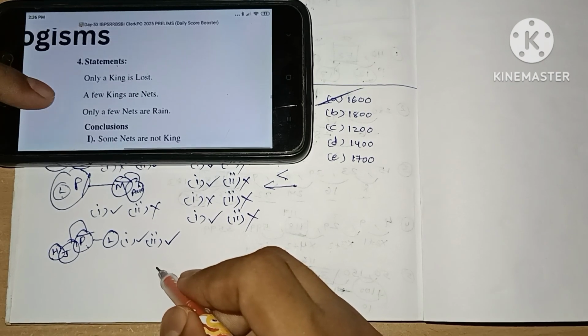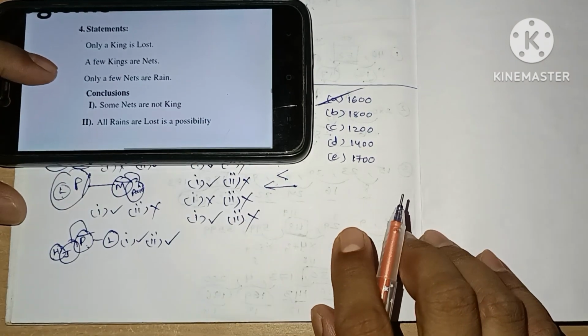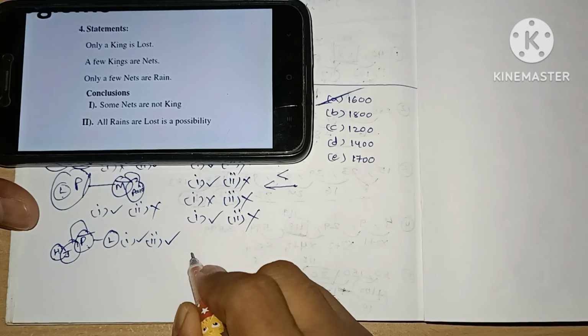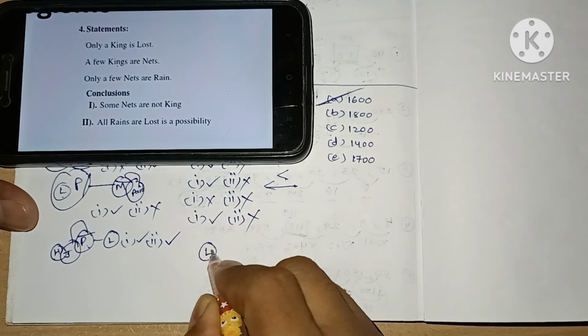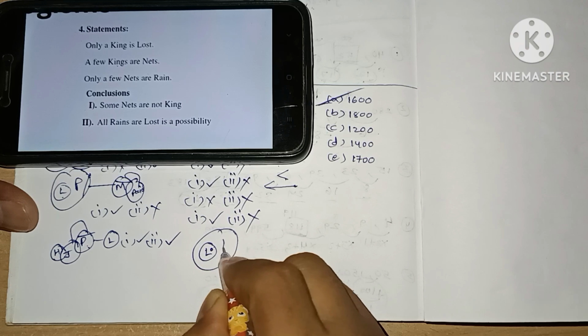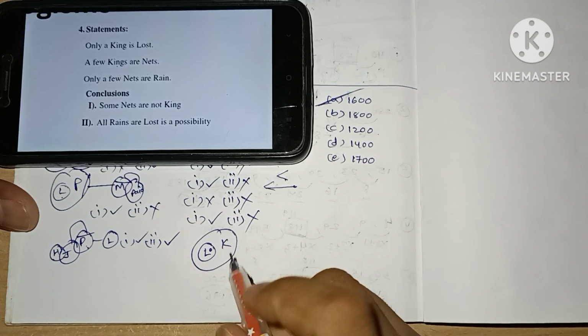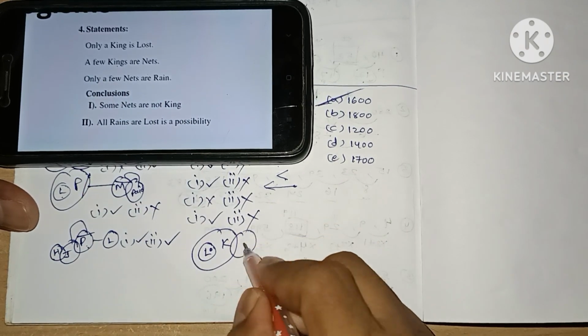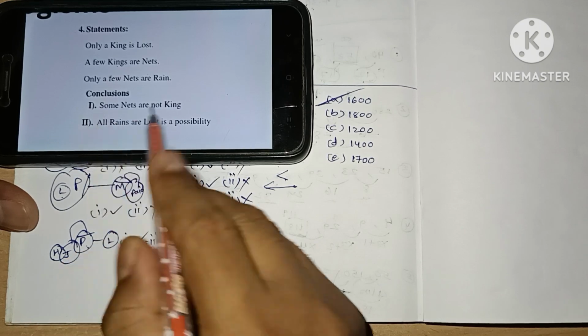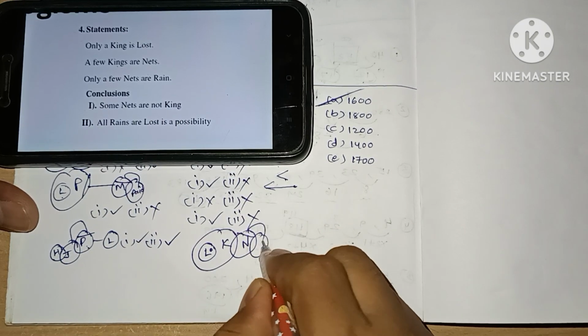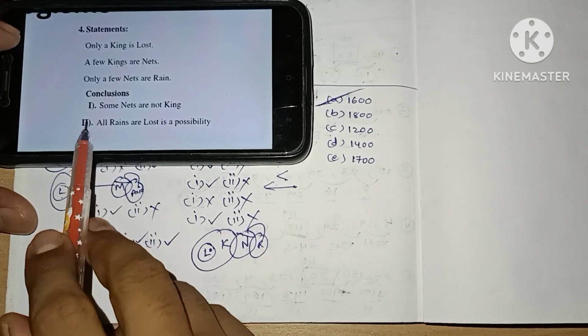Question number 4. Only a king is lost. So lost is inside a king and doesn't share with anything except a king. Few kings are nets. Only a few nets are rain. Let's see conclusions. Some nets are not king.